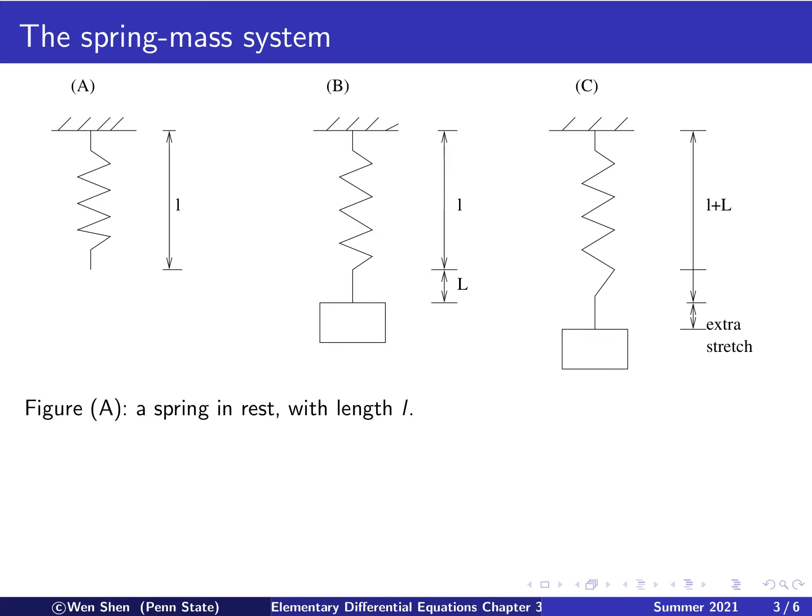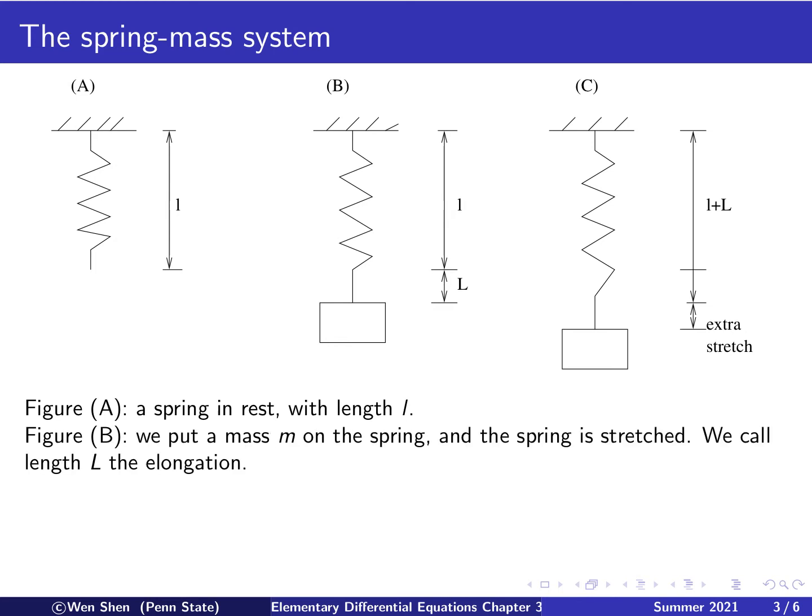Let's start from figure A. What is stated in figure A is, on the top from the ceiling, it's fixed the end of a spring, and the spring is naturally hanging there without carrying any weight on the other end. So a spring is, we call, in rest. And let's say in this state, the spring has length, which is denoted by L.